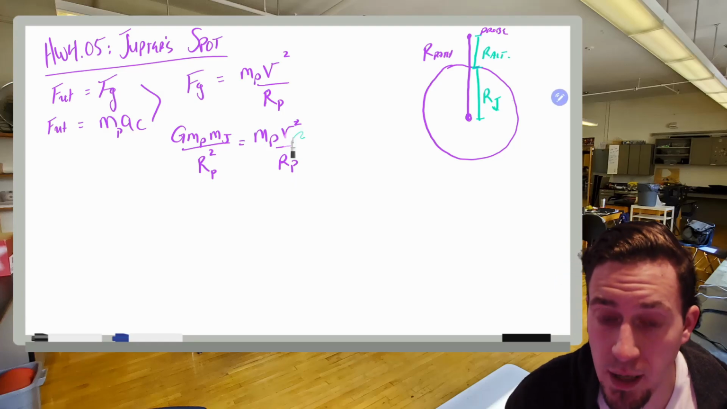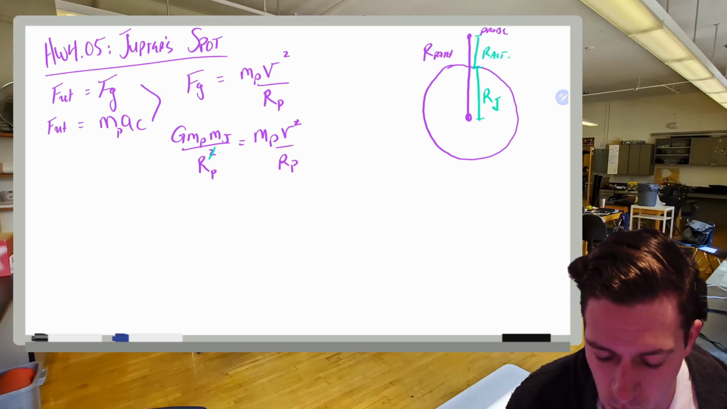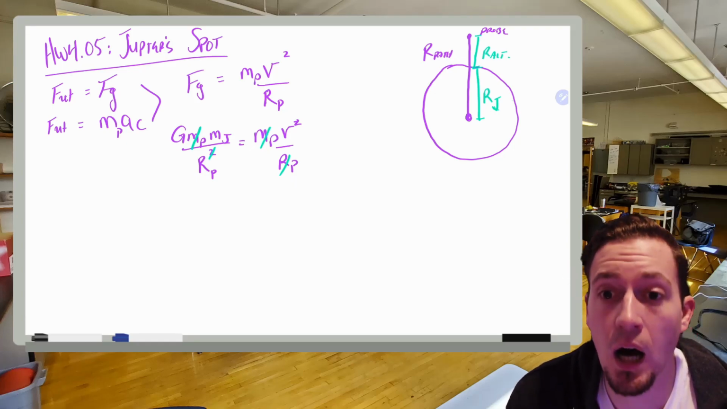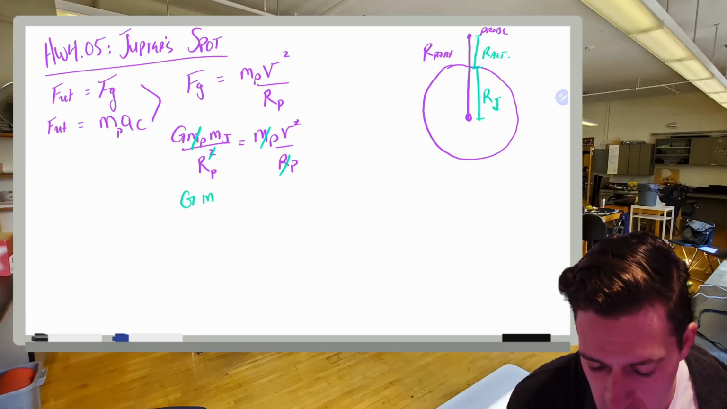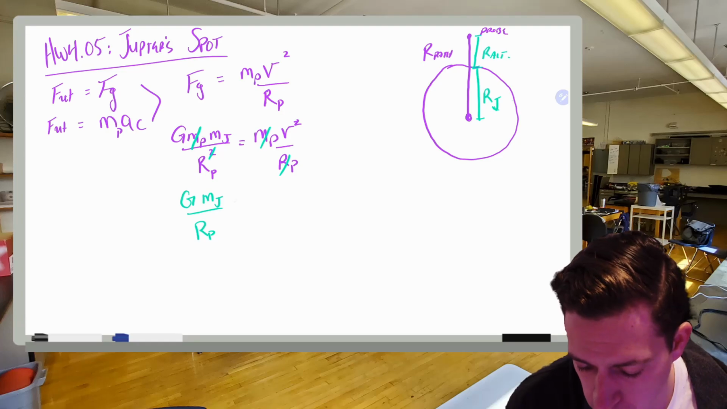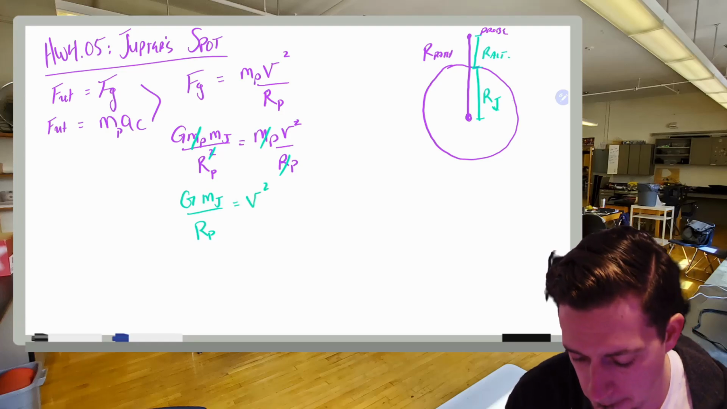Whoa, whoa, whoa, kids, check this out. A boom, a boom, a boom, a boom. Amazing. So let's catch up with where we are. So I got big G, mass of Jupiter, radius of the probe, and that's equal to v squared.